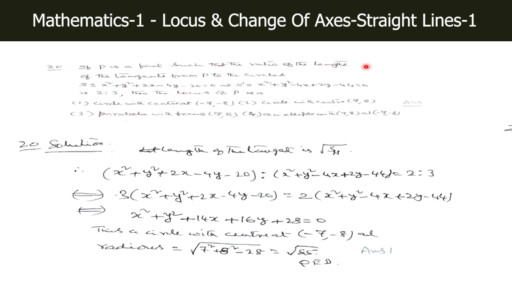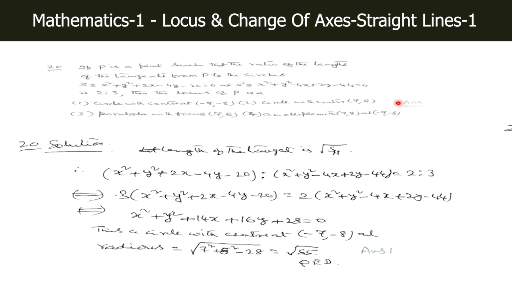Question number 20. If P is a point such that the ratio of the lengths of the tangents from P to the circles S = 0 and S' = 0 is 2:3, then the locus of P is: 1) a circle with center at (-1, -8), 2) a circle with center (7, 8), 3) a parabola with focus (7, 8), 4) an ellipse with (7, 8) and (-7, -8) as foci.